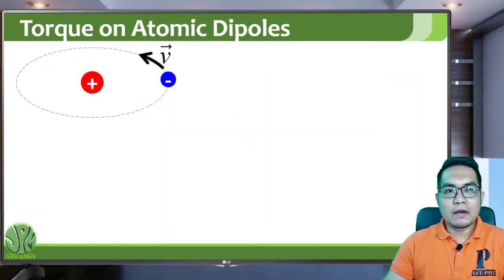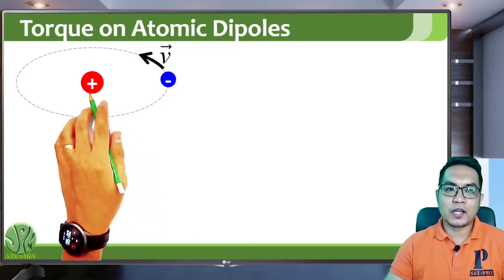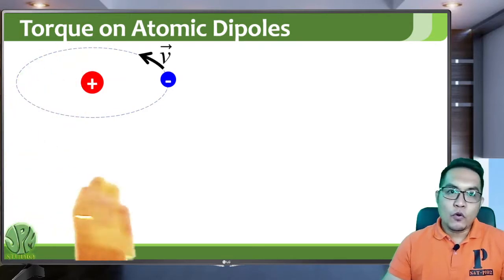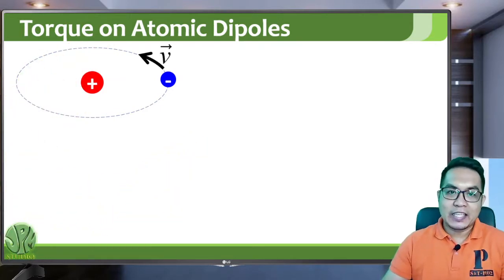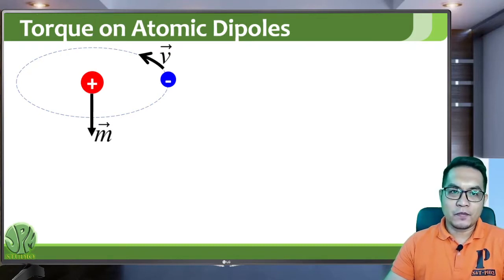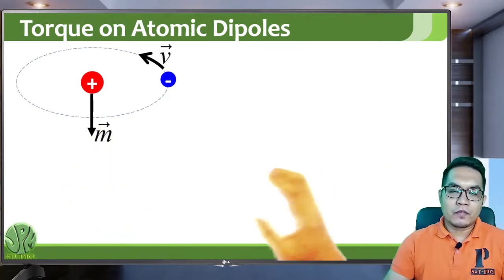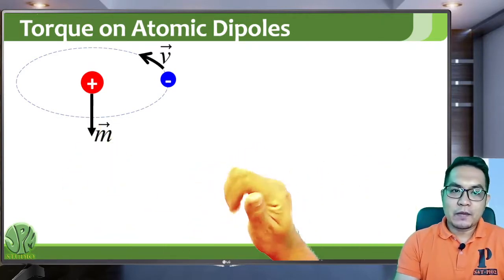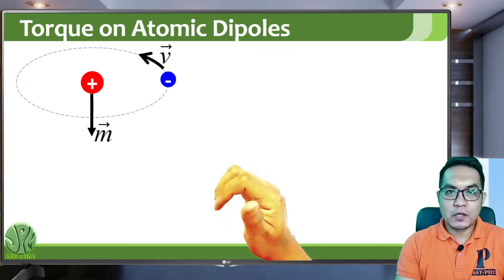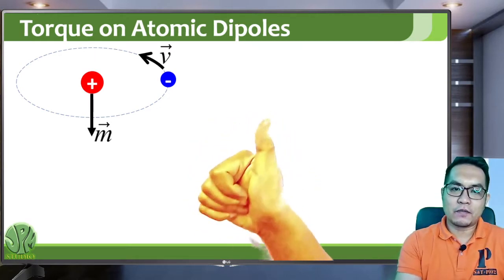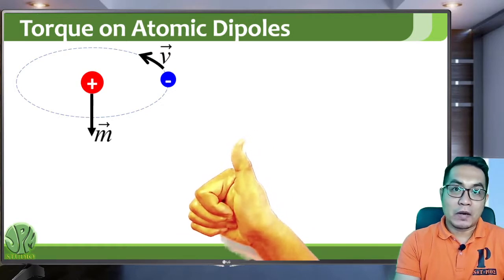If you have an atomic dipole, for instance, where this is the nucleus and this is an electron, the electron is looping around the nucleus, creating an electron current loop. So basically, you have an atomic dipole. In this case, the direction of the magnetic dipole moment obeys the right hand rule. If this is the direction of the current, then this is the direction of the magnetic dipole moment.